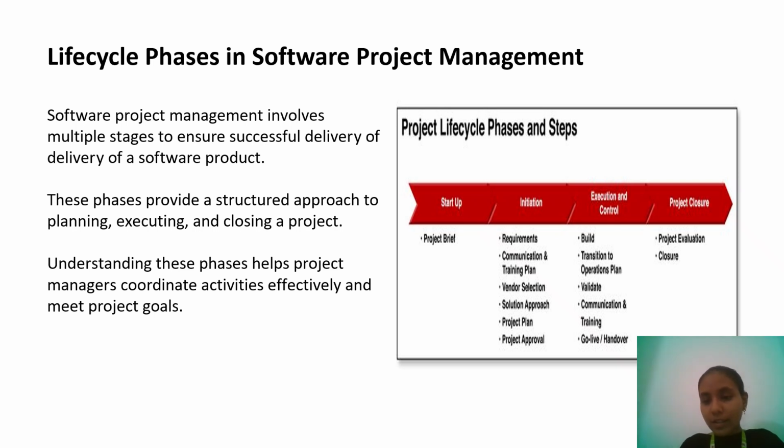The next step is executing and control. In executing and control, we need to follow some strategies. Those are building, transition to operations plan, validate, communication and training, and the go live handover. And the last stage is project closure. In this last stage, we deliver our project to the customers.